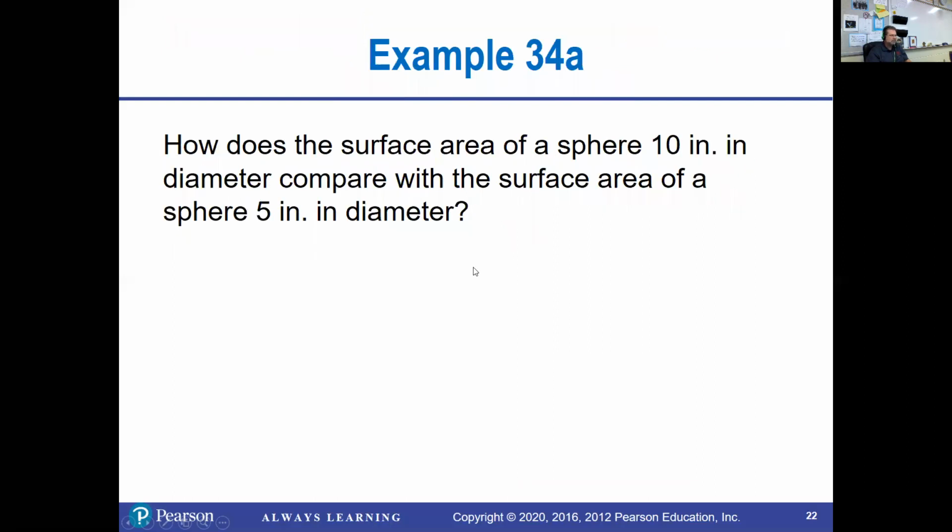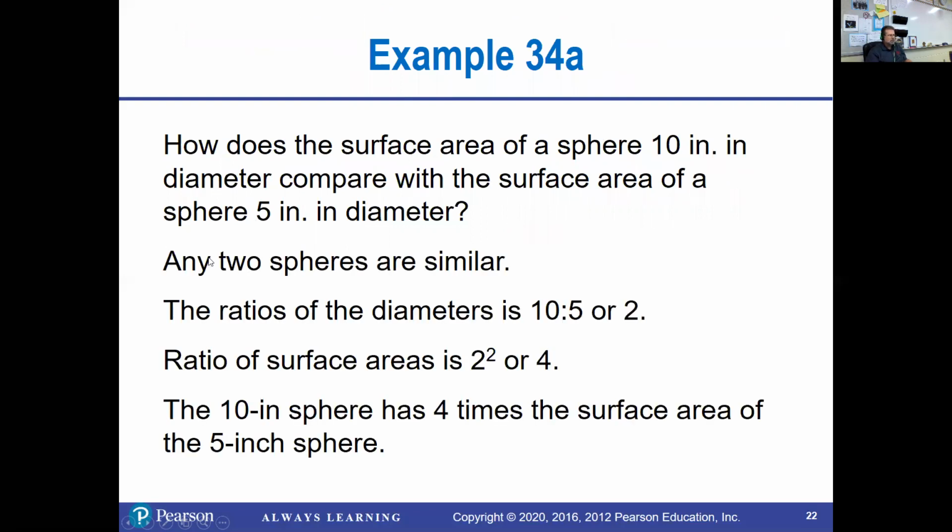How does the surface area of a sphere 10 inches in diameter compare to the surface area of a sphere 5 inches in diameter? The two spheres are similar. So if one is 10, the other one is 5, it has a scale factor of 2. Then their surface areas would have a scale factor of 4. So the 10-inch sphere would be 4 times the surface area of the 5-inch.